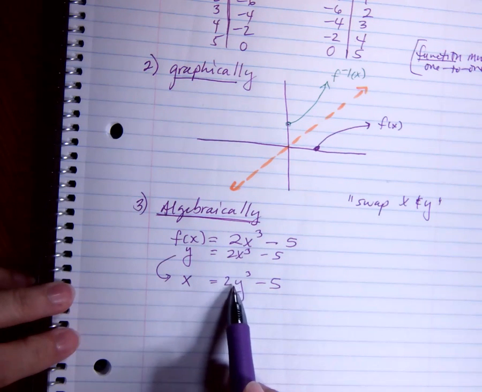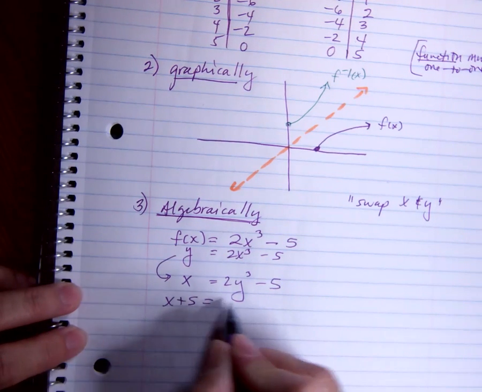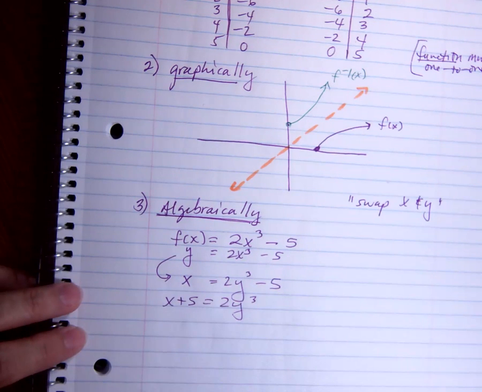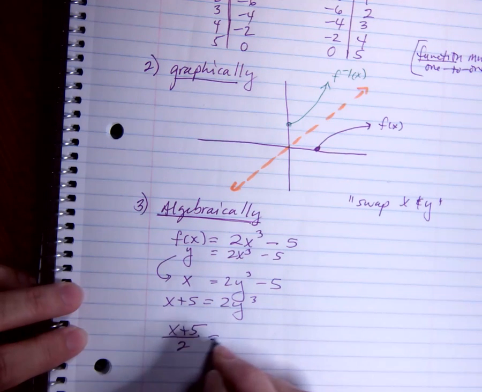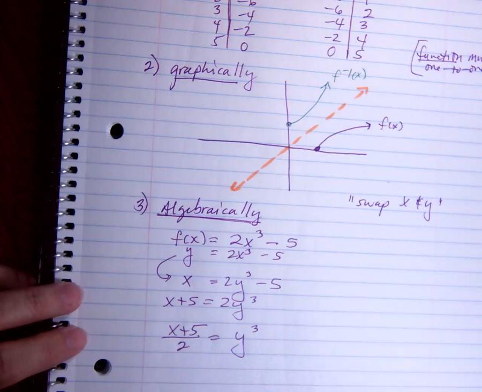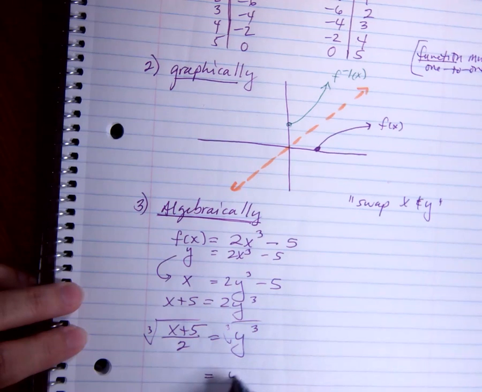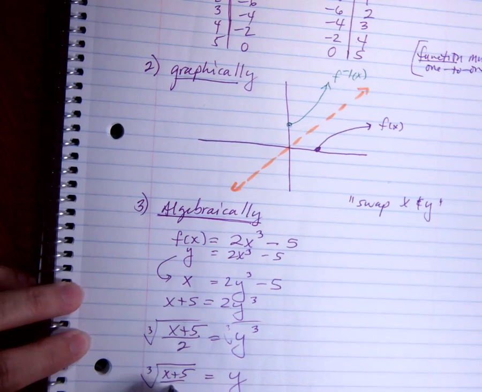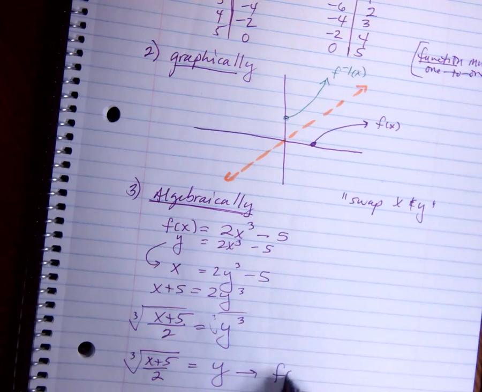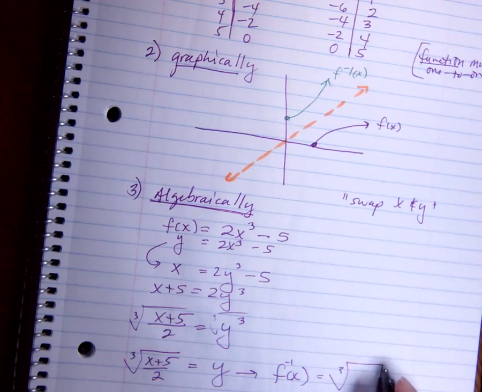So if we look at this, to get y all by itself, I need to add the 5 first. So I'll add it to this side. So x plus 5 then is 2y cubed. And next, I would need to divide both sides by 2. So I end up with (x plus 5) over 2 is y cubed. And then the last step, to get rid of the cubed, I am cube rooting. So I end up with y by itself is the cube root of (x plus 5) over 2, which I'm going to rewrite as the inverse of f is the cube root of (x plus 5) over 2.